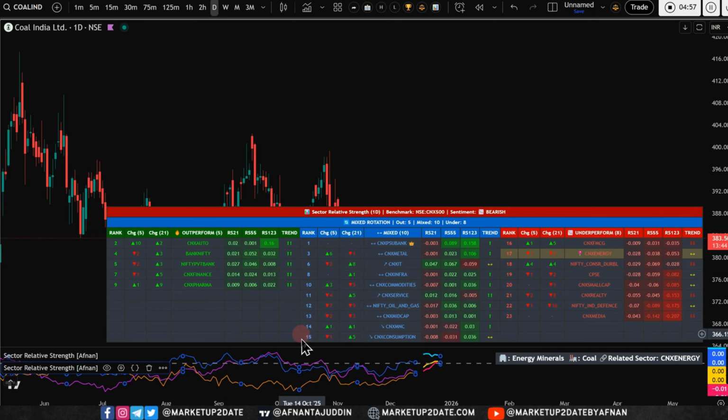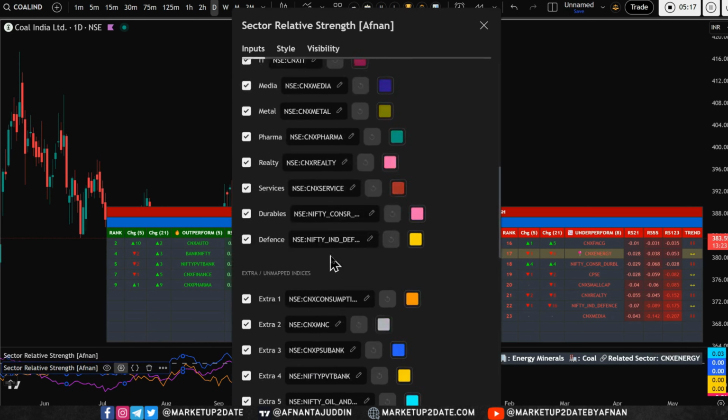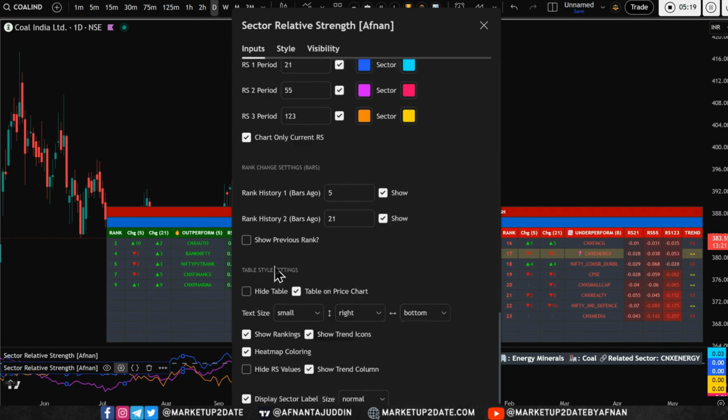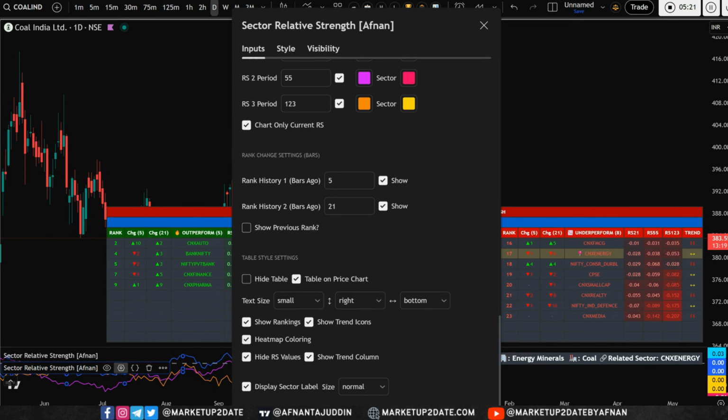Conclusion. Most losing trades do not fail because of your entry. They fail because you're trading against the sector. When you trade with sector strength, everything becomes easier. Demand zones work, breakouts work. Use the sector relative strength indicator, follow the two-layer method, and always align your trades with sector flow. Your accuracy will improve instantly.